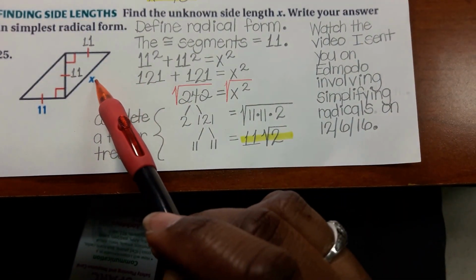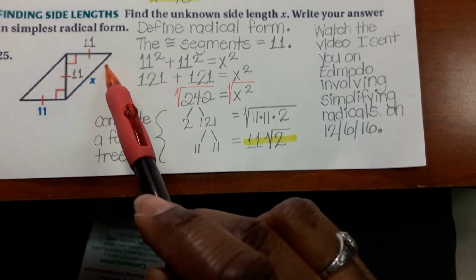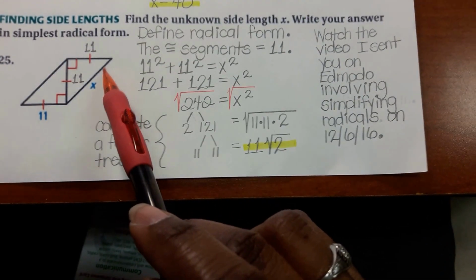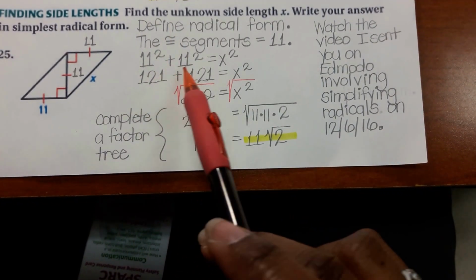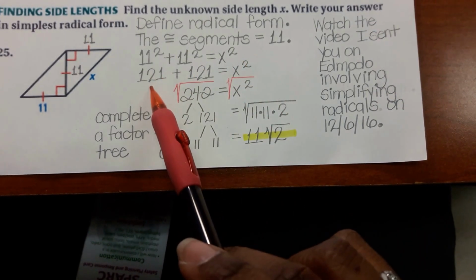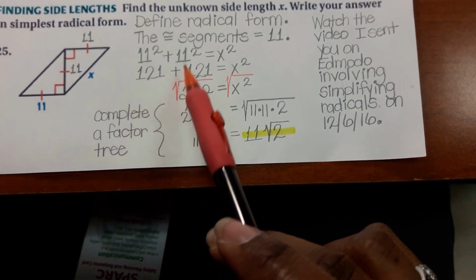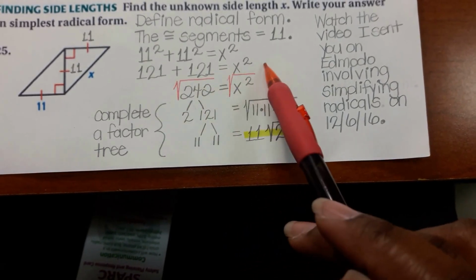But I'm solving for x, and I have a leg that's 11. My second leg is 11, so I can apply the Pythagorean theorem. 11 squared plus 11 squared equal x squared. 11 squared is 121, plus 11 squared again is 121, equal x squared.